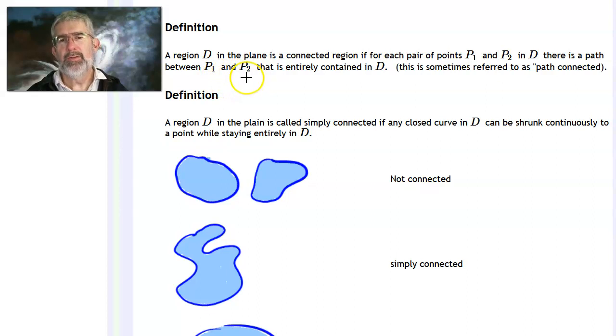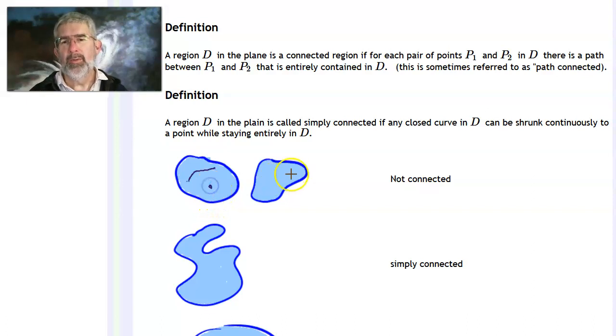Right? There is another definition that's generally used for connected involving open sets, but this is fine. Connected, if for every pair of points there's a path between them. So for instance, I could take a point here and a point there, and there certainly is a path between them that's contained within the region.